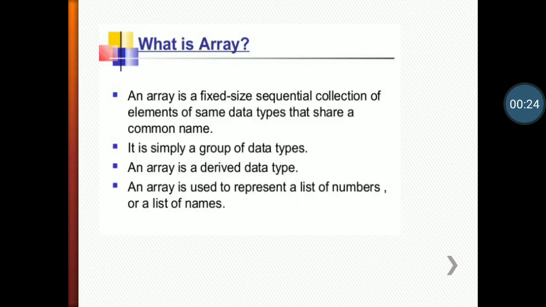First point is, what is array? An array is a fixed size sequential collection of elements of same data types that share a common name. Means array is a collection of similar data type elements. It is a derived data type. For example, list of numbers, list of phone numbers, list of names, etc.